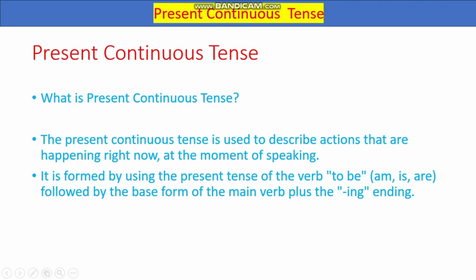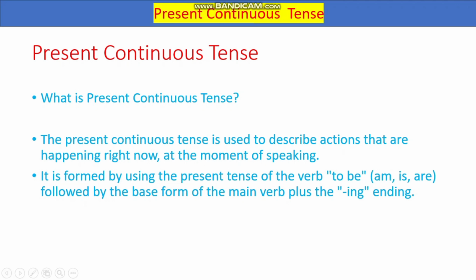It is formed by using the present tense of the verb to be, am, is, are, followed by the base form of the main verb plus the ing ending. It means that the helping verbs you will use are am, is, are. With the base form of the verb you will add ing, like I am speaking, I am watching the video, I am watching YouTube. After am I use watching. They are speaking. After are I use speaking, speak plus ing, speaking.